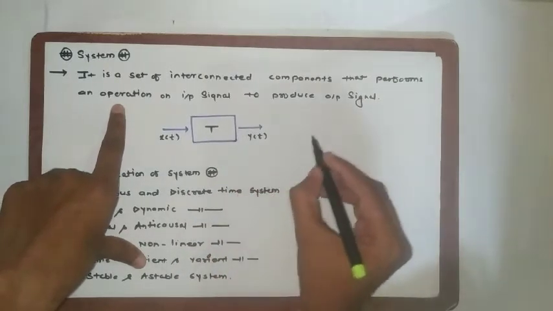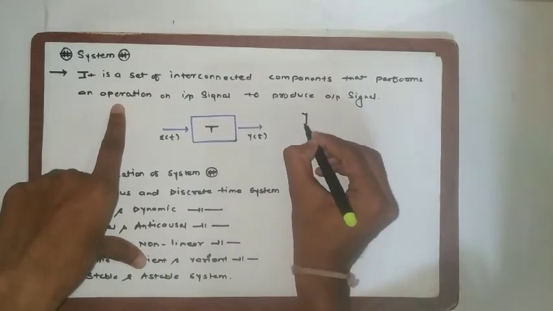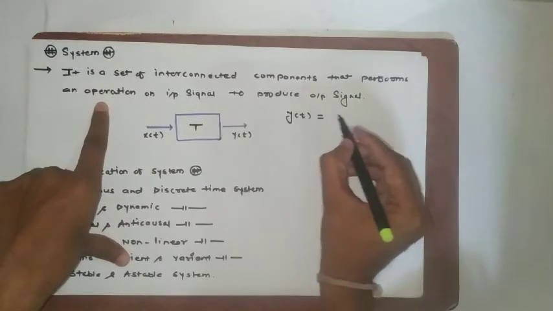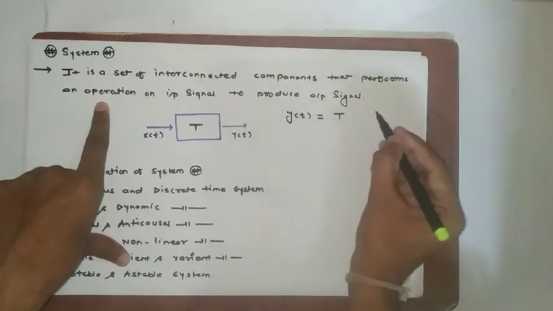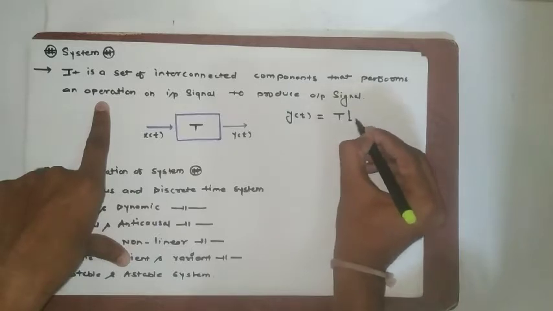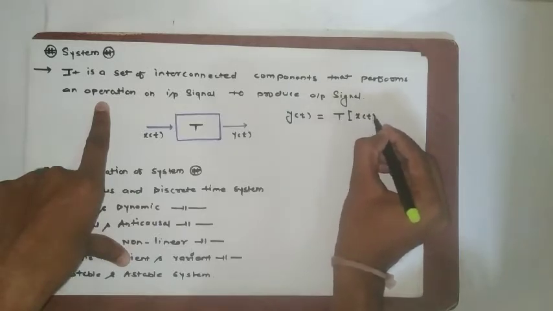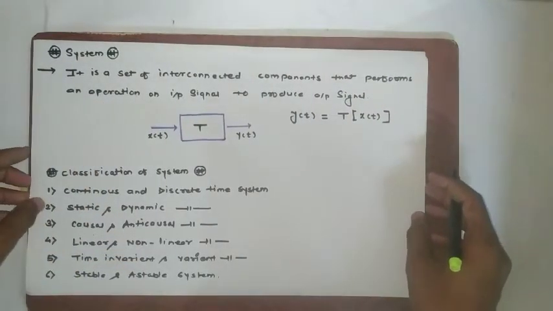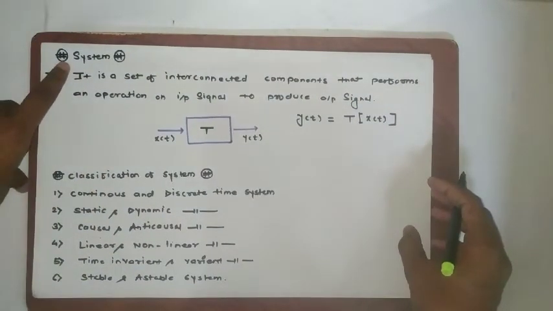Mathematically, we can write the same as: output y of t is obtained by performing a certain operation, that I am writing as T, that stands for transformation, on the input signal x of t. So this particular term defines a system.